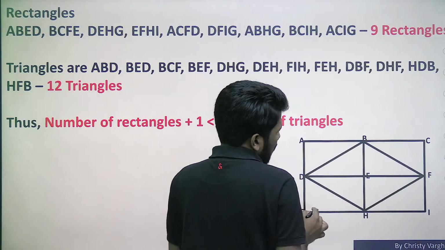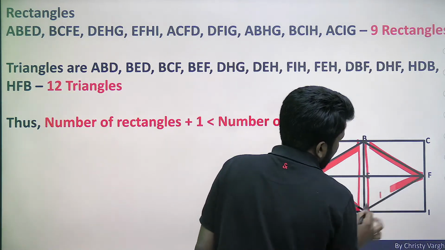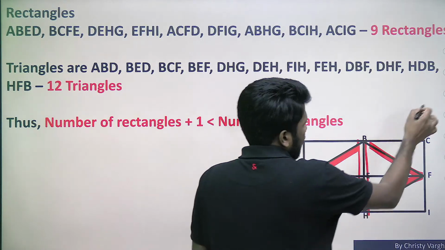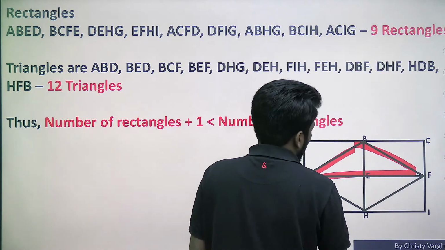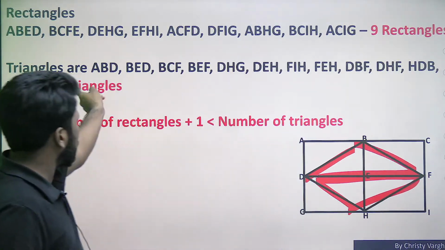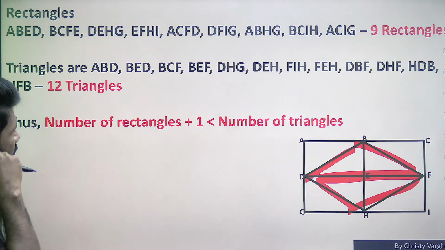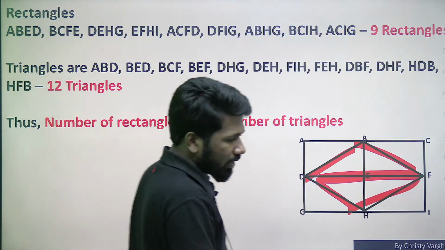Then the combination triangles we will count now. 9, 10. Similarly, horizontally 2 and vertically also 2. 11, 12. These are the 12 triangles. If you missed any of them, please check the names given for the triangles. So 12 triangles और 9 rectangles है.